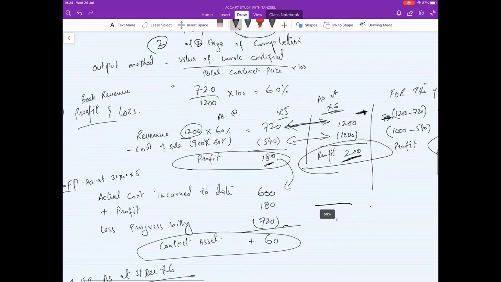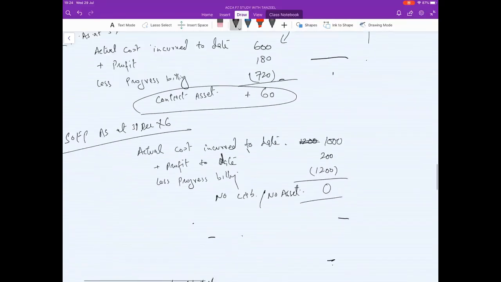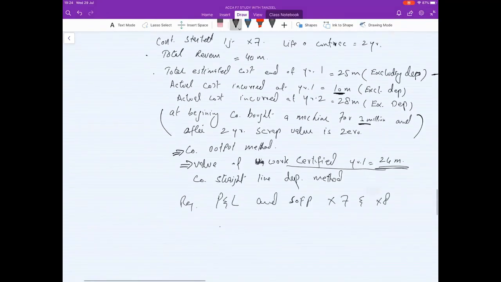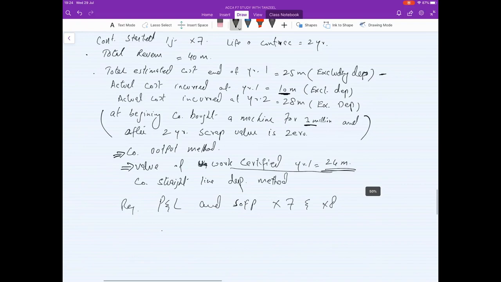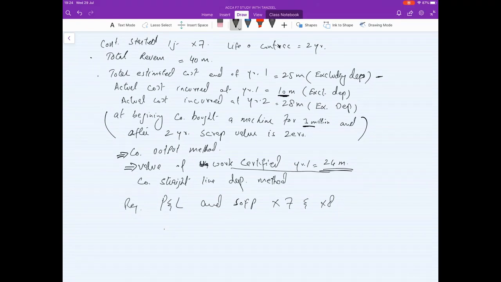So this is the way you calculate your construction question. If you feel like I moved fast, you can pause the video, watch it, and come again.